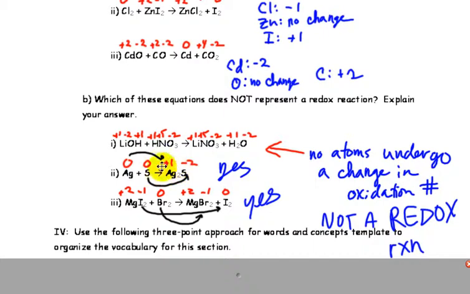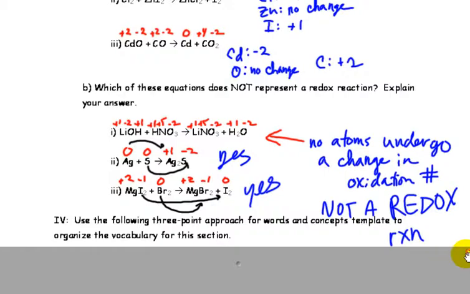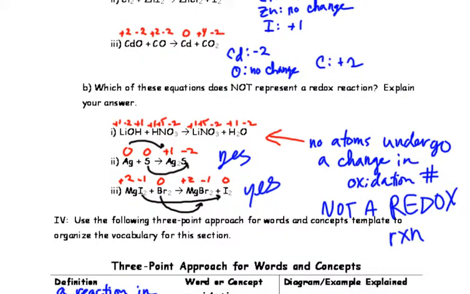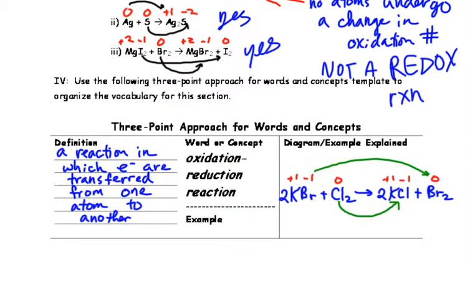Silver goes from 0 to +1. S goes from 0 to -2. Magnesium doesn't change. Iodine goes from -1 to 0. Bromine goes from 0 to -1. So those ones are redox reactions because they undergo an electron change.